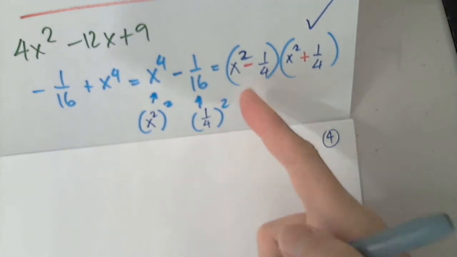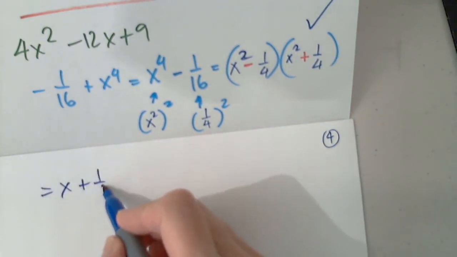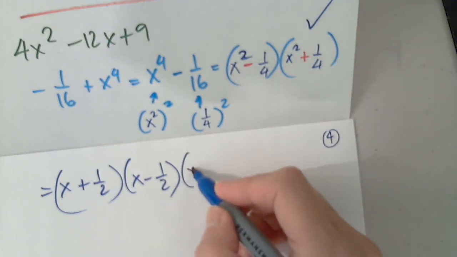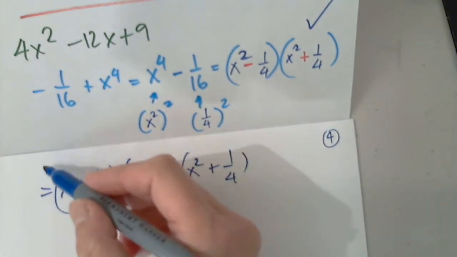So then this has to be factored again into x plus 1/2, x minus 1/2, and this one is copied as x squared plus 1/4. And this is it.